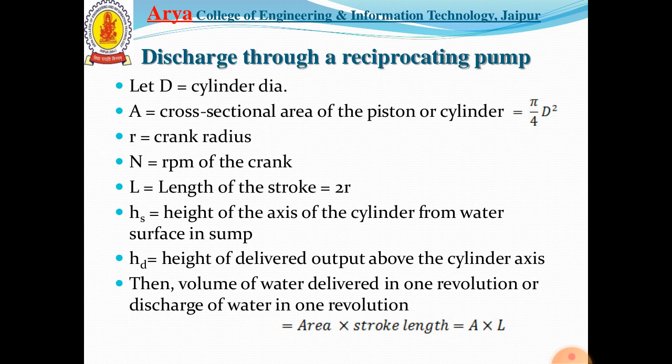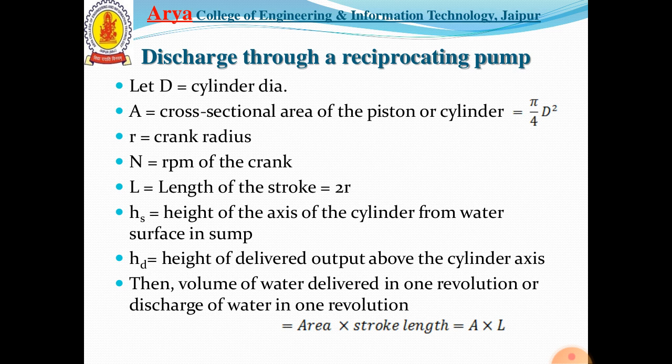Now there are different calculations to be made while discussing the reciprocating pump. First, discharge through a reciprocating pump. Let D be the cylinder diameter, A the cross sectional area of the piston or cylinder, that is pi by 4 D square. R is the crank radius. N is the RPM of the crank. L is the length of the stroke, that is 2R. HS is the height of the axis of the cylinder from the water surface in the sump, and HD the height of the delivery outlet above the cylinder axis, that are the suction head and delivery head respectively.